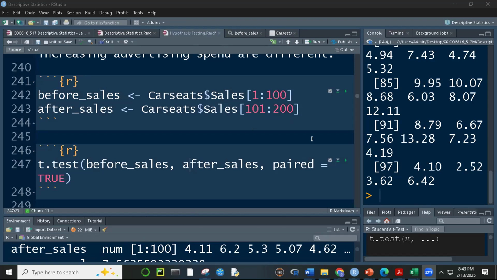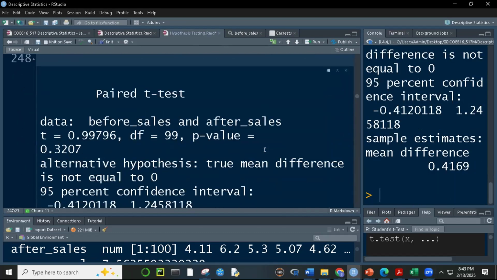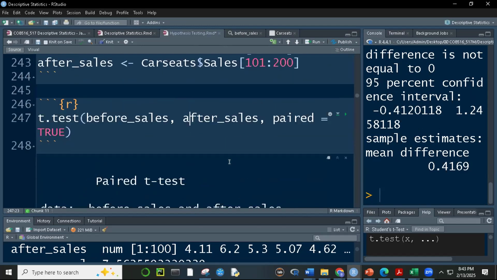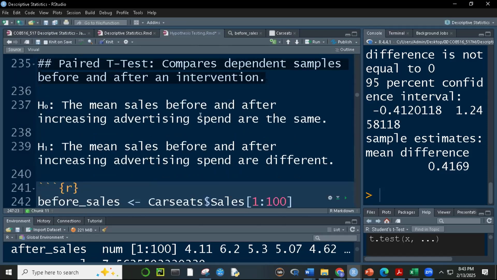So let's run this now. You have paired t-test, data before sales and after sales. You have the t-value here, degrees of freedom, and the p-value. And again, what's our null hypothesis here? The mean sales before and after increasing advertising spend are the same.